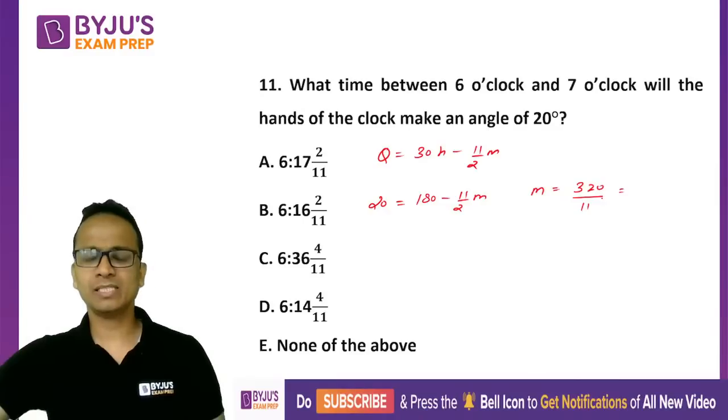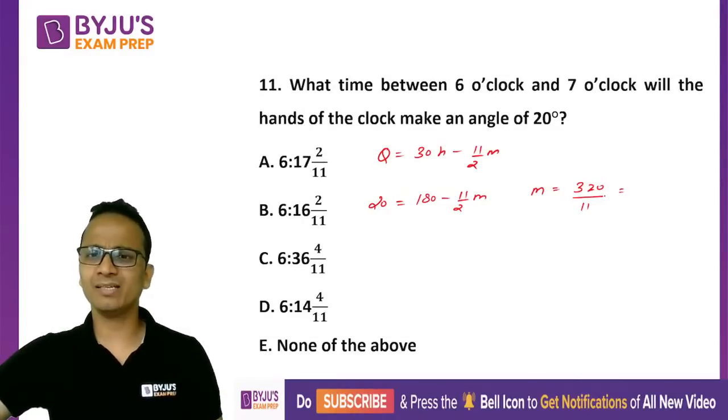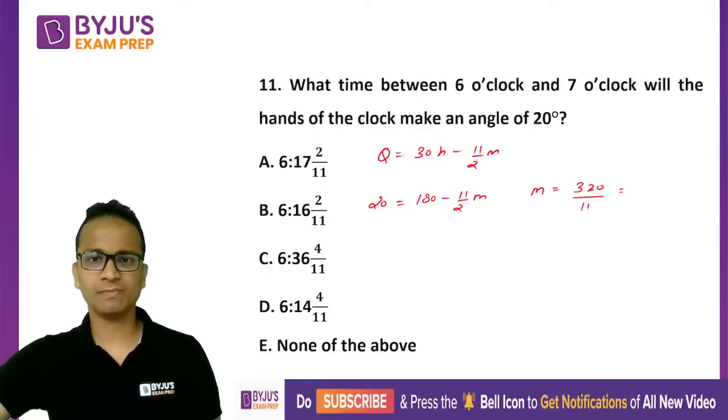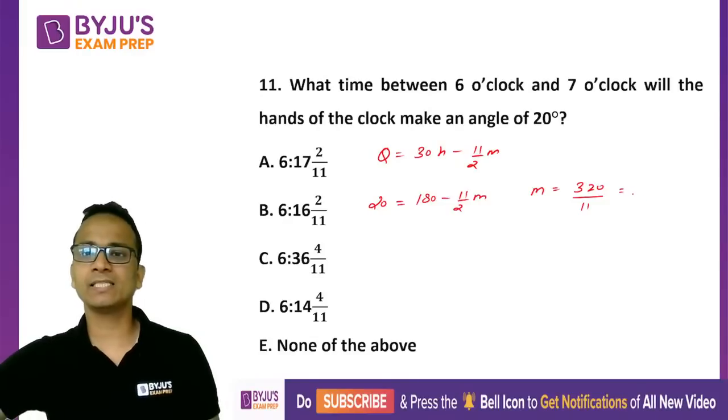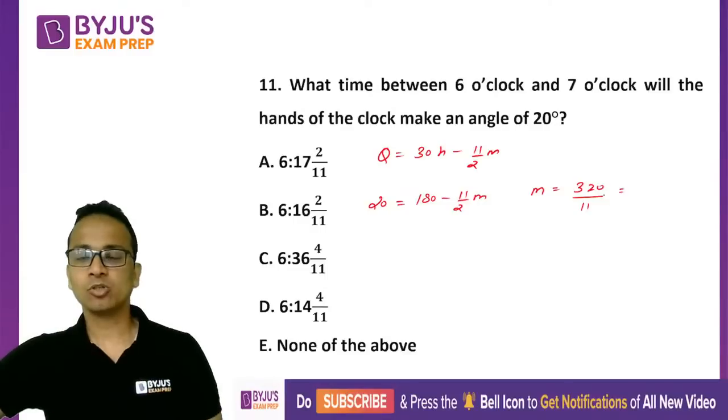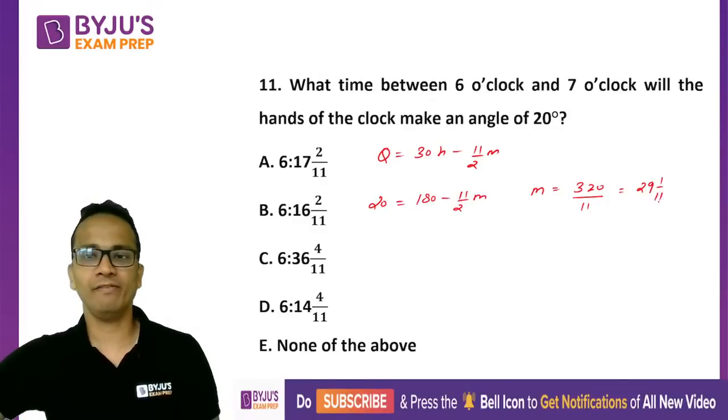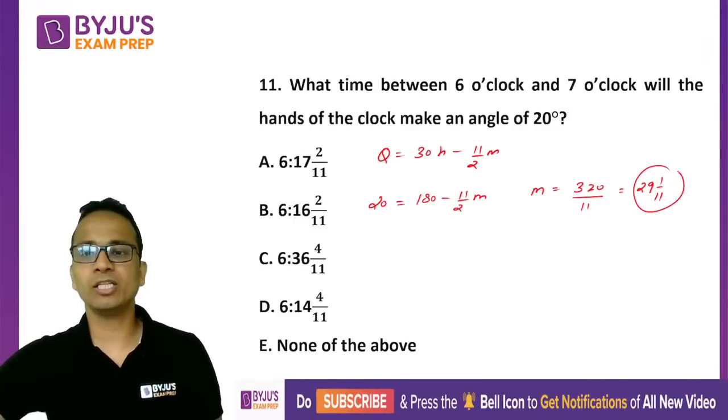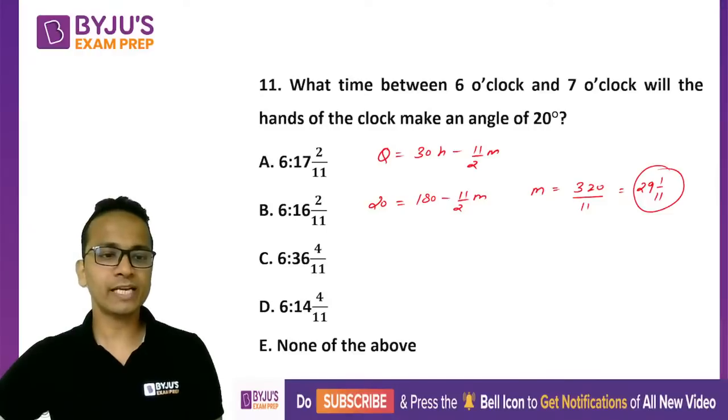Now this will be somewhere less than 30. 30 से कम होगा ये. Between 6 and 7 o'clock, angle between the hands is 20 degrees. So 320 upon 11, इसका value आएगा 29 1 by 11, which is not among the options. So I'll use the second formula.